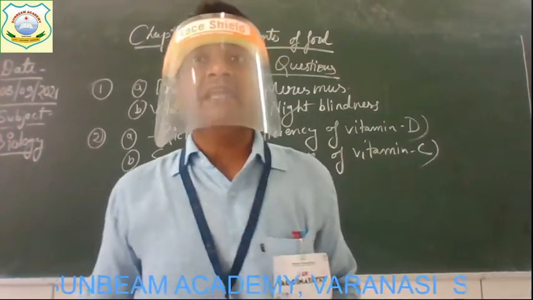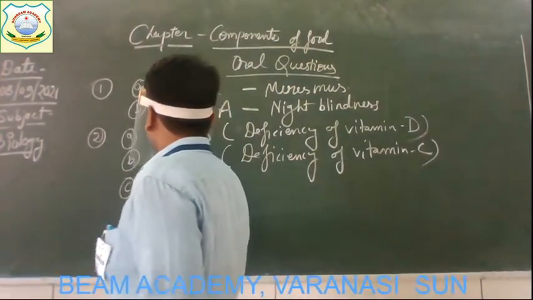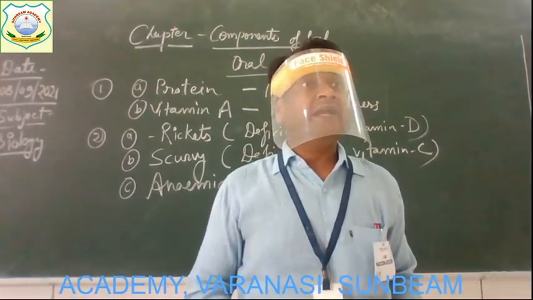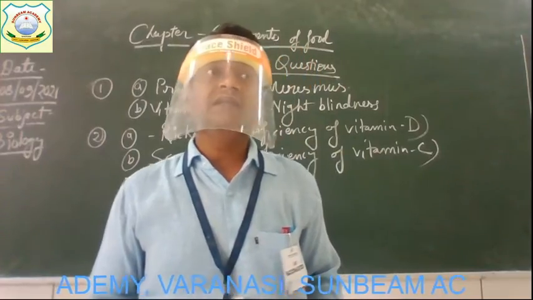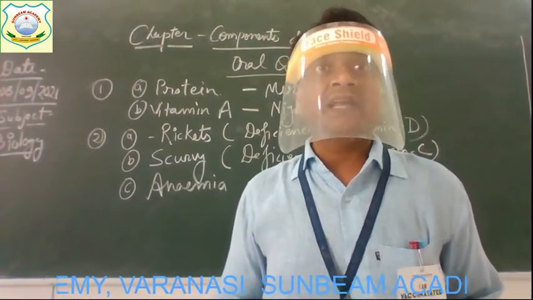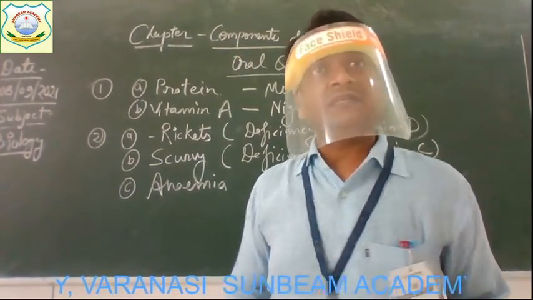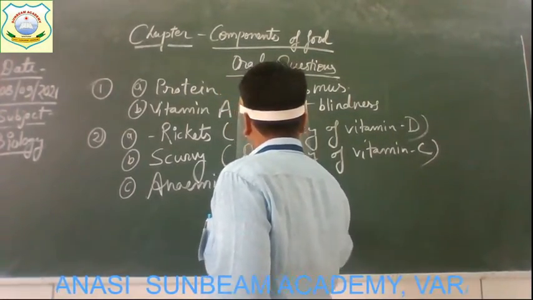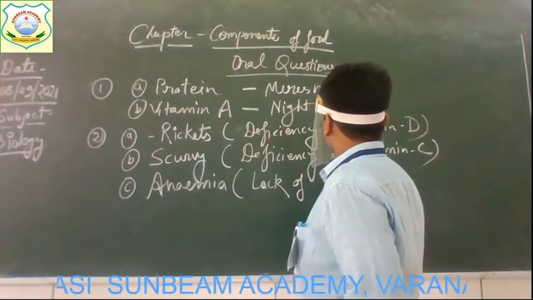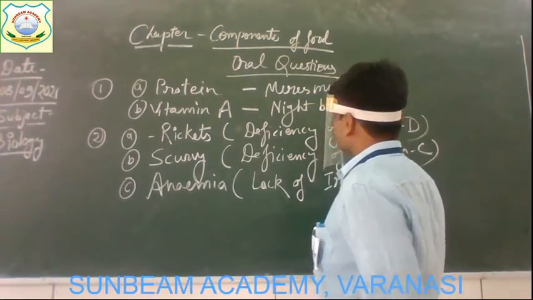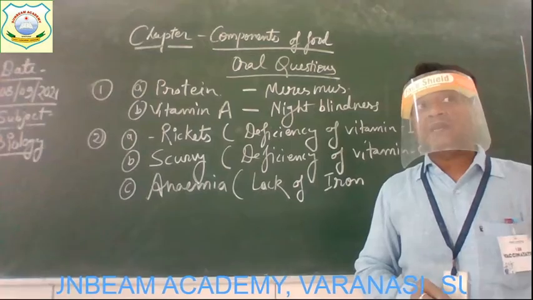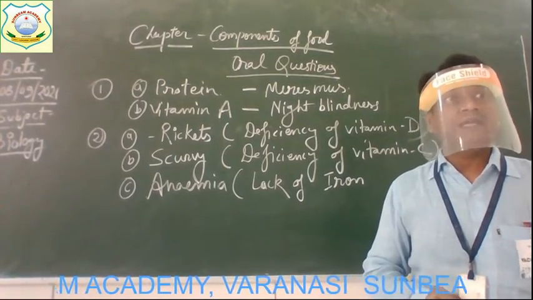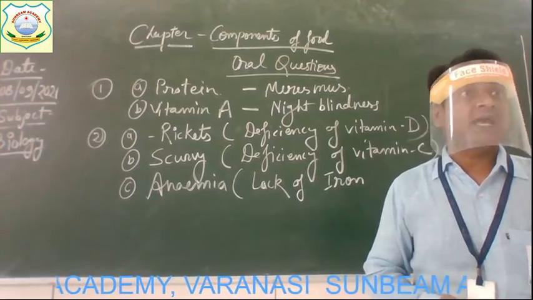Now the third symptom is given: a child looks pale and gets tired quickly. In which disease? Yes, the disease is anemia. And it occurs due to the lack of the mineral iron. Lack of iron. There is one more nutrient. Yes, vitamin B12. Get it?